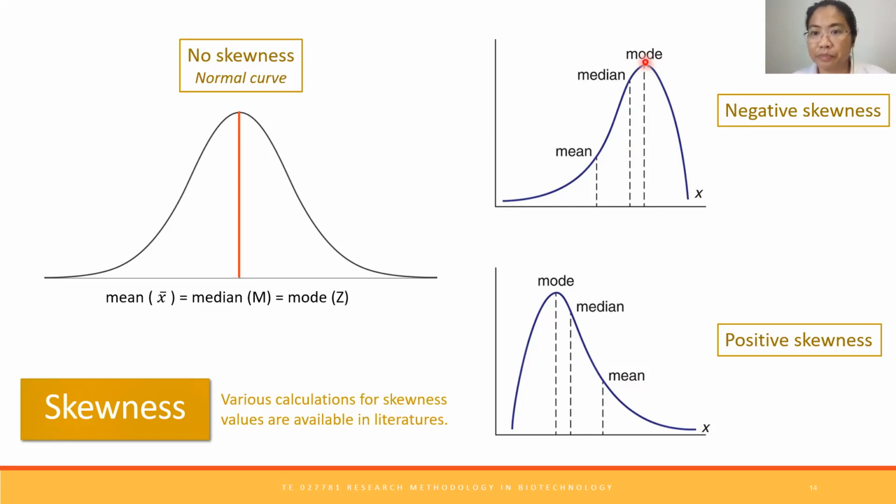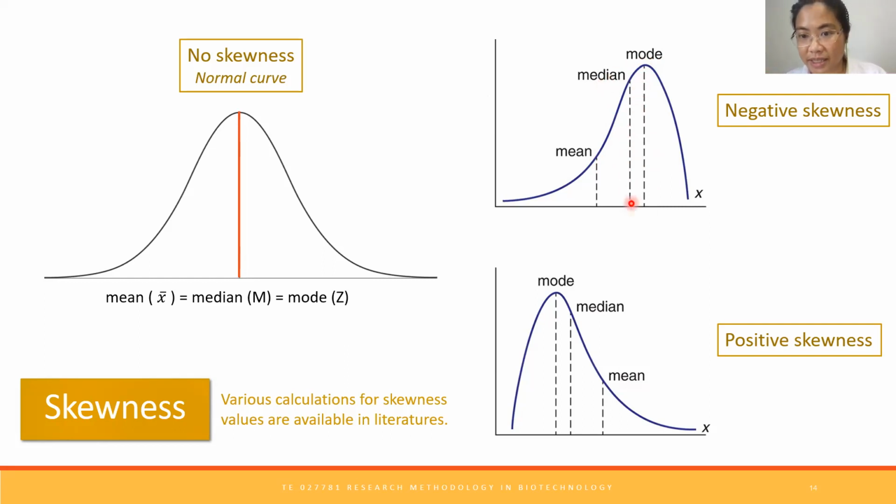So the median is the most middle data: the mean is the average, and the median is the central data when you arrange the data in series.